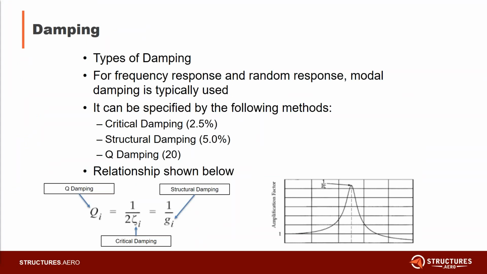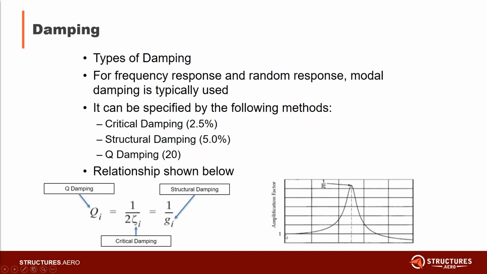Critical damping is essentially a certain damping percentage that shows how much the system will be magnified. Usually the relationship to this magnification factor, or Q, would be this relationship here: 1 divided by 2 times our critical damping.